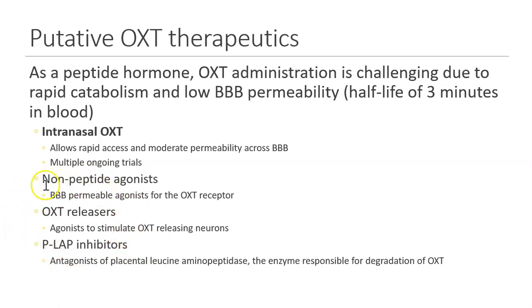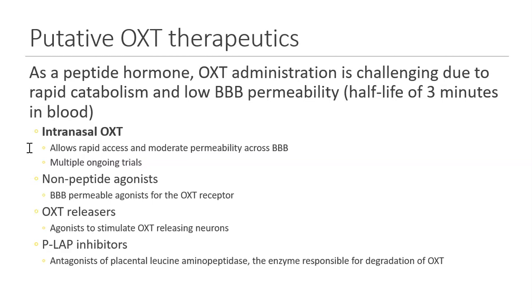They haven't moved out of the animal stages yet, so they haven't been tested on humans. However, if we talk about the first one, which is intranasal oxytocin, this therapeutic is a spray you spray up your nose, and the benefit is that it allows rapid access and moderate permeability across the blood-brain barrier. The nasal cavity is the quickest route to the brain.